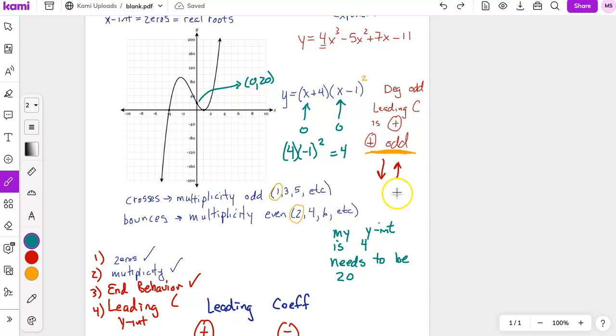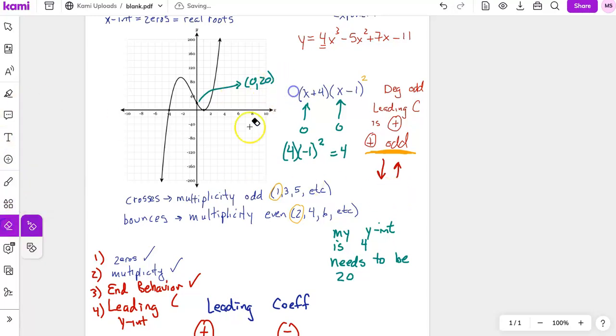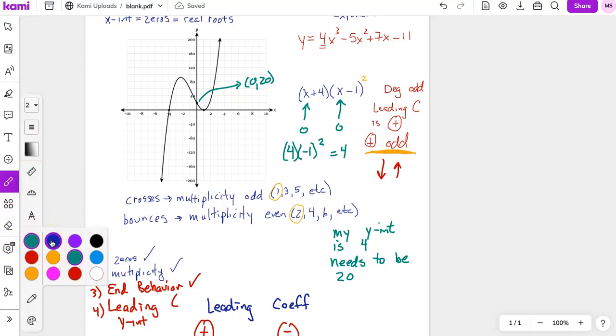Now, I'm going to erase this so I can get that in there so it's not confusing. So that's the last thing that you have to do: figure out what your leading coefficient is. And that should be the equation of your graph.